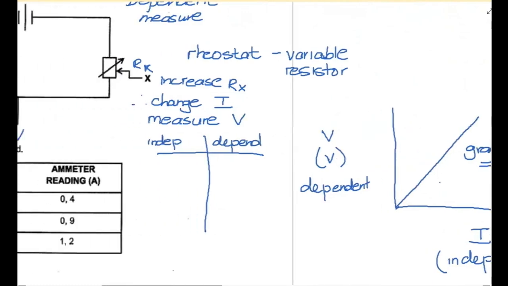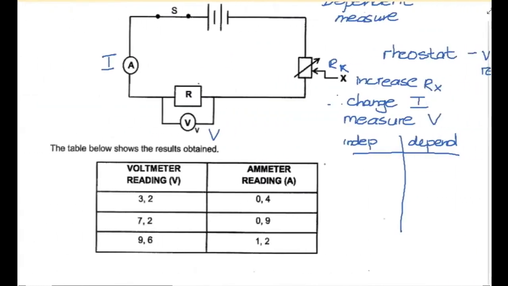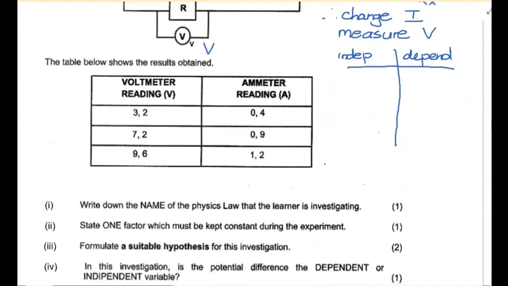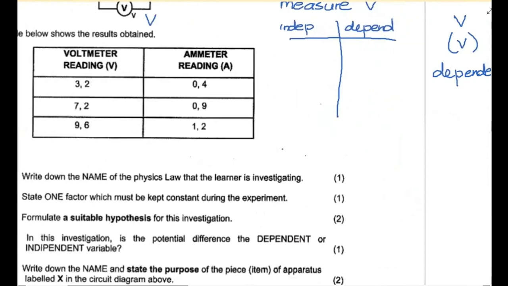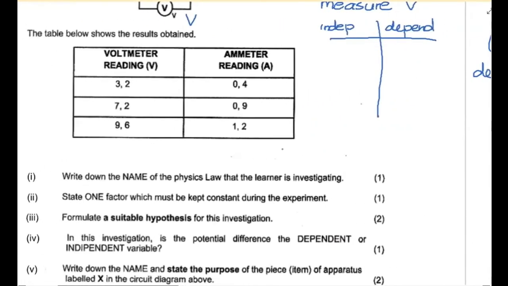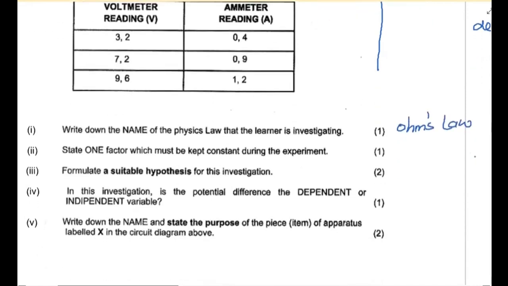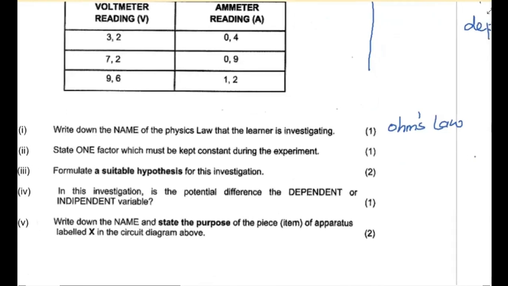Okay, so if we look then at the rest of the question: Write down the name of the physics law the learner is investigating. Anyone want to help me quickly? Quick answer, either talking or you, Storm. Ohm's law, ma'am. Well done, Storm. So this is Ohm's law. What factor must be kept constant during the experiment? Temperature. Well done.